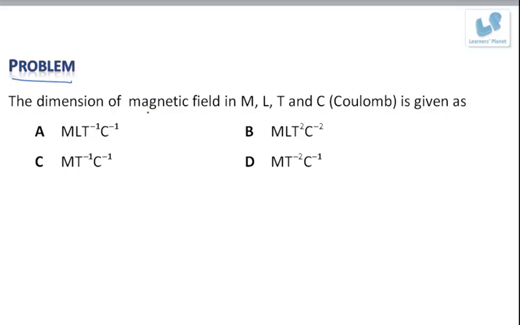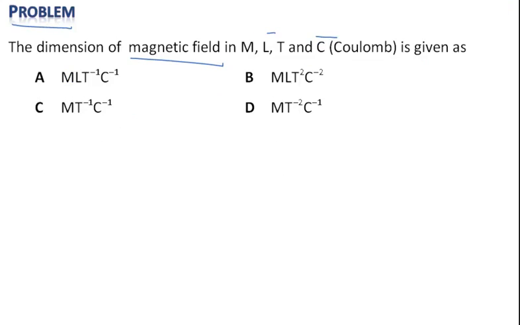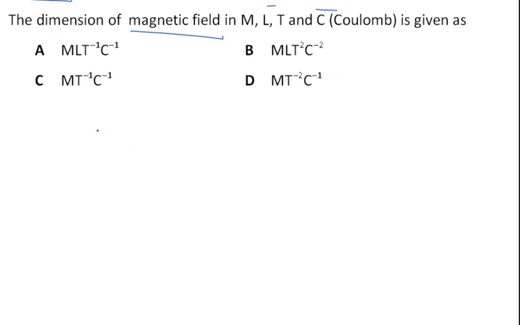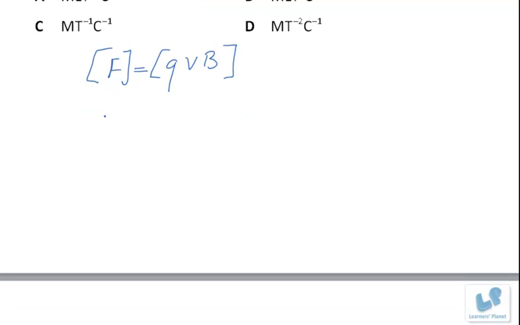Next problem. The dimension of magnetic field in M, L, T and C, that is Coulomb, is given as. Okay, instead of ampere we are taking C as one of the fundamental dimensions. Now we know that the magnetic force acting on a charge moving in a magnetic field is given by QVB. So the dimension of this force will be equal to the dimension of this expression.